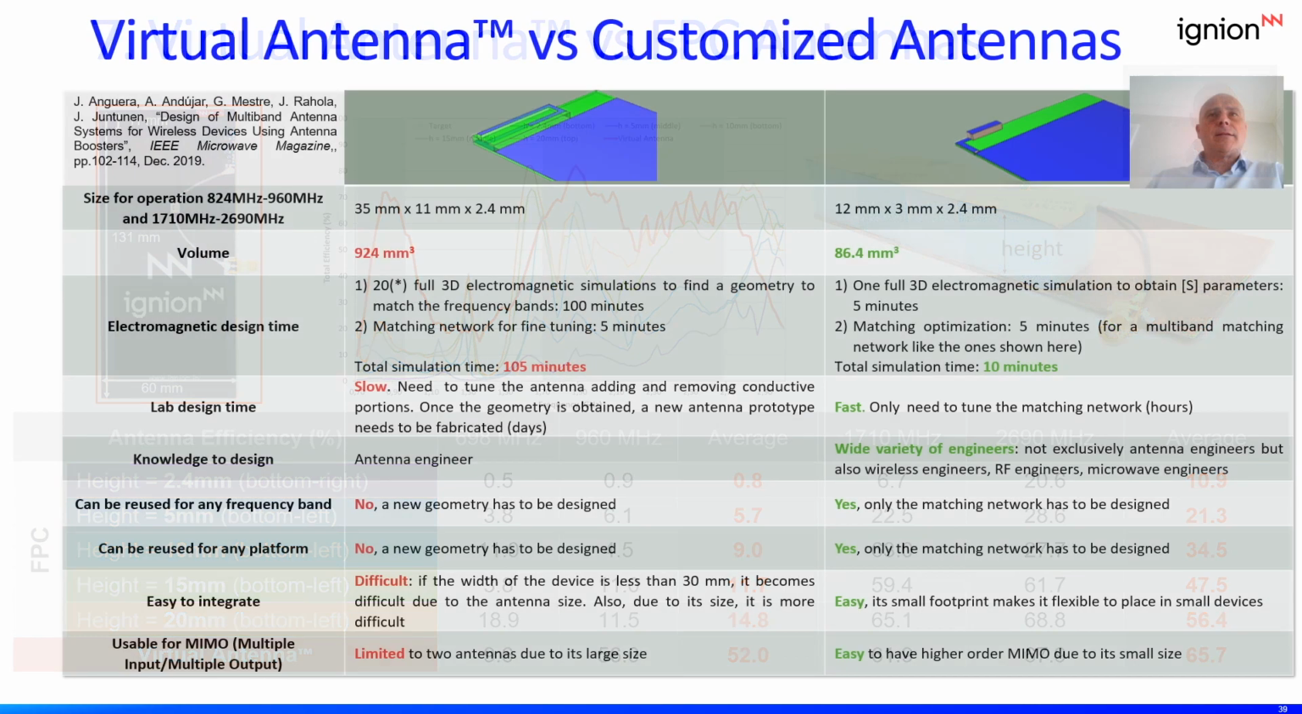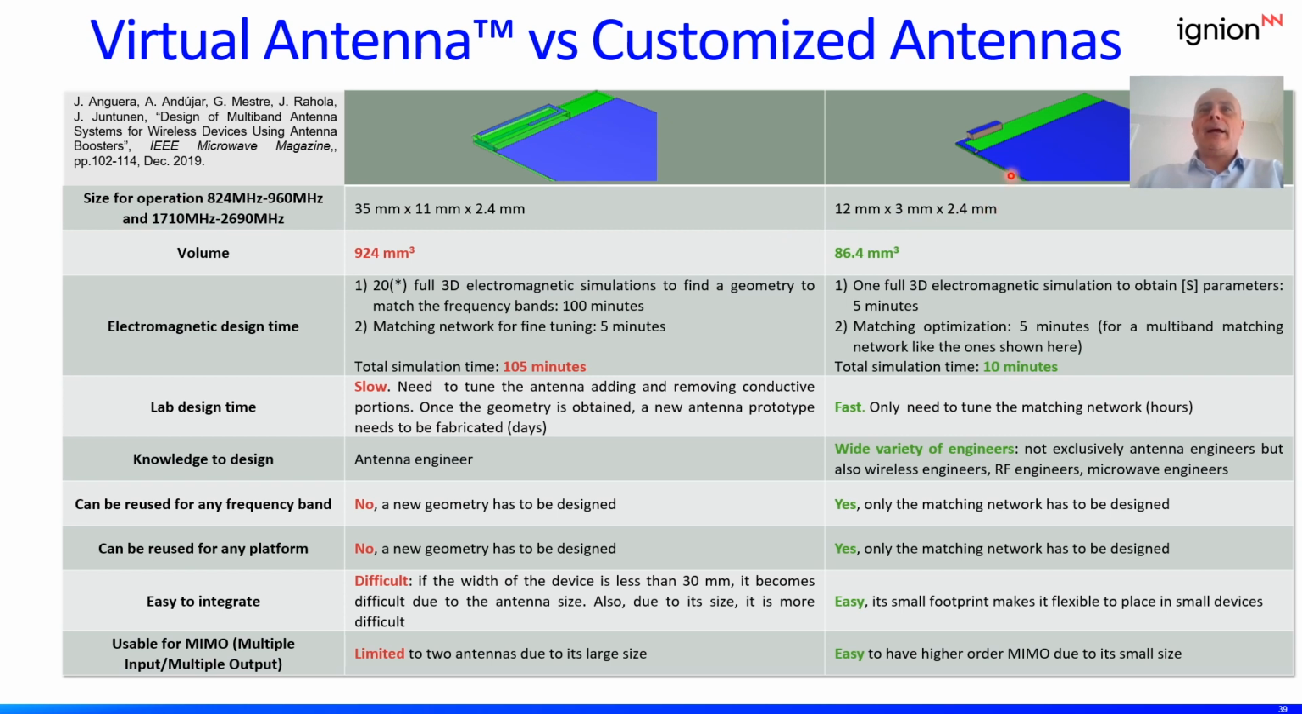And last, here we compare virtual antenna with self-resonant antennas, and you can see the typical volume of these self-resonant customized antennas. It's about 100 cubic millimeters, whereas it's less than 100 cubic millimeters with virtual antenna. In terms of adjusting the performance in a real device, either in simulation or in the lab, it takes time because you need to tune the antenna by shaping the geometry. Whereas with the virtual antenna, we only need to change the matching network, which is very fast and very simple.